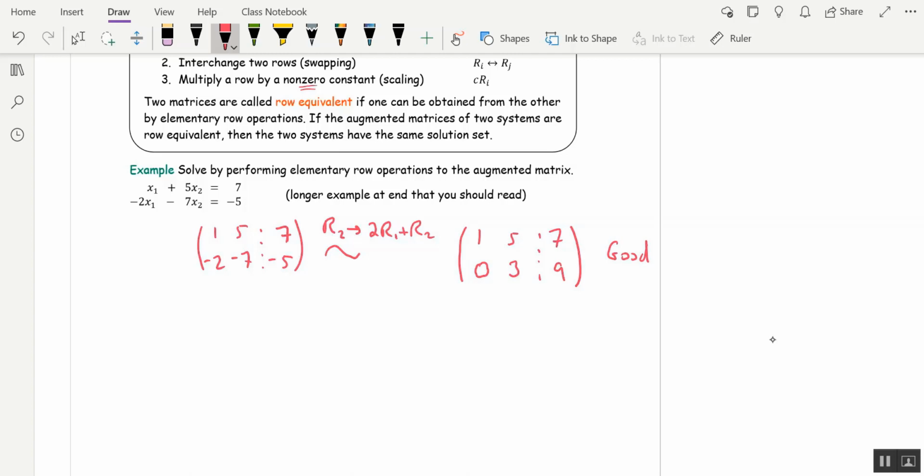So now let's get to better. Let's take 1/3 of row 2 so that this 3 turns into a 1. 1/3 row 2. So row 1 stays alone. So this is a 1 and that's a 3. So now we're in better form.